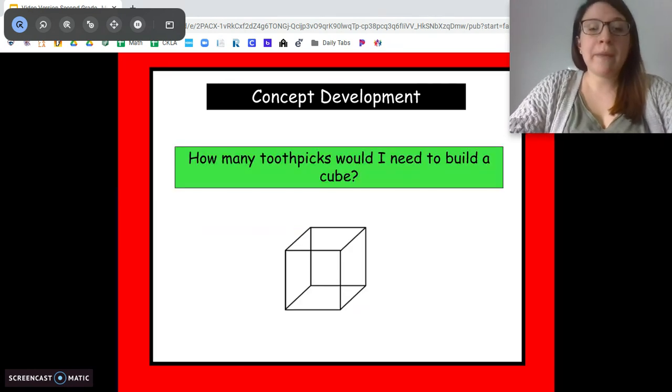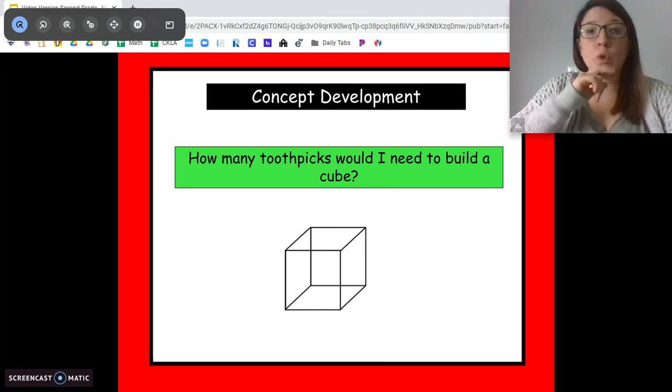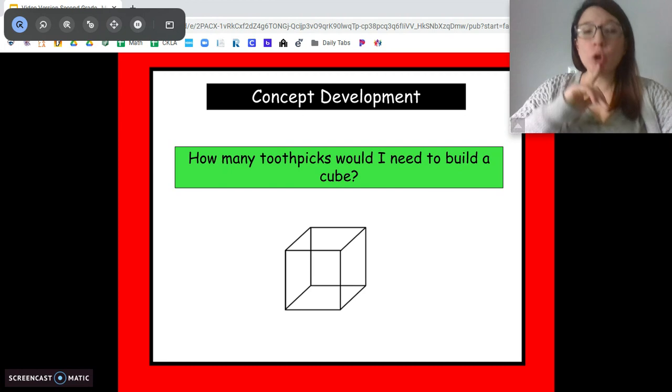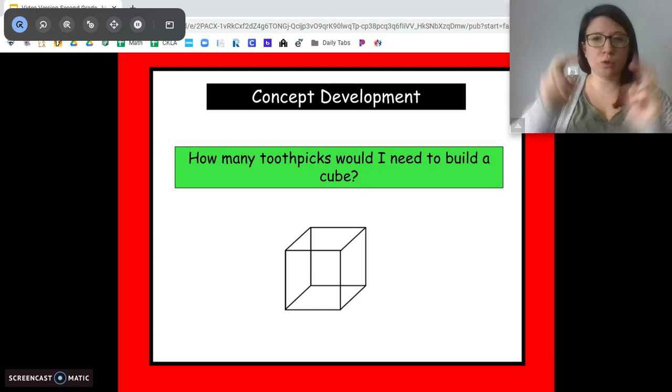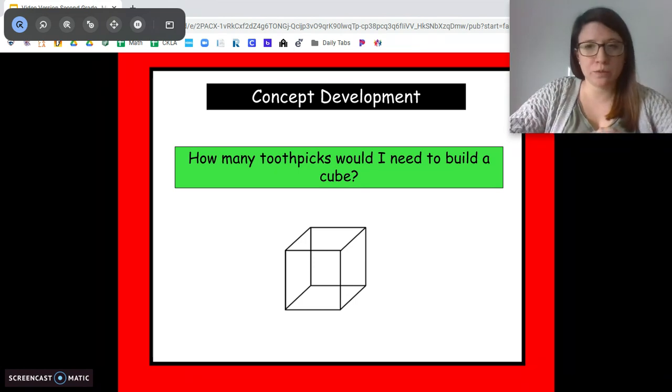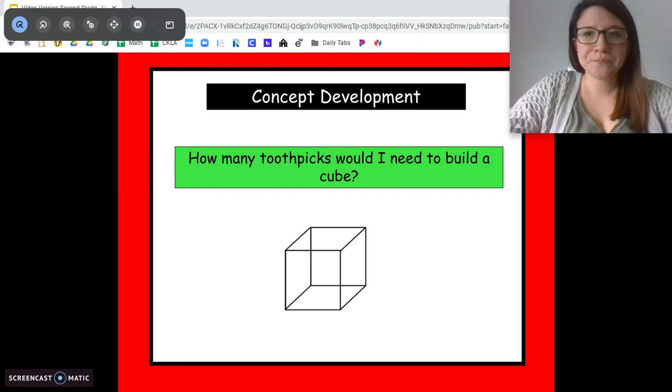So imagine each of the lines on this cube is a toothpick. How many toothpicks do we need to build a cube? Go ahead and count them. Count the lines or count the toothpicks. How many toothpicks would you need to build a cube?